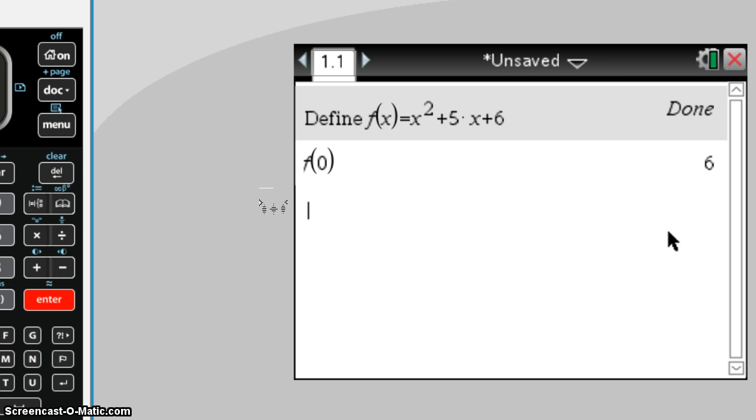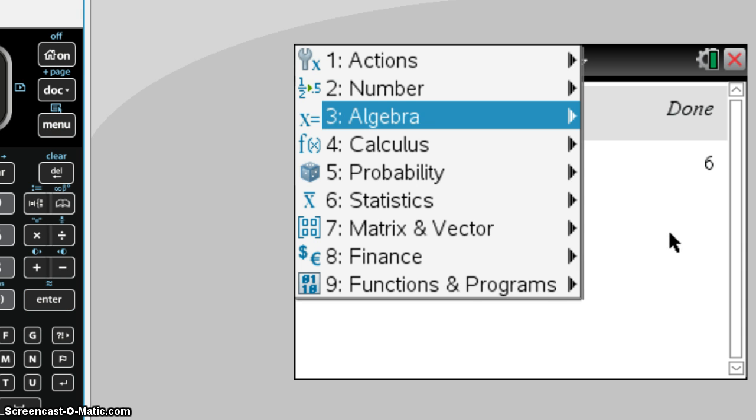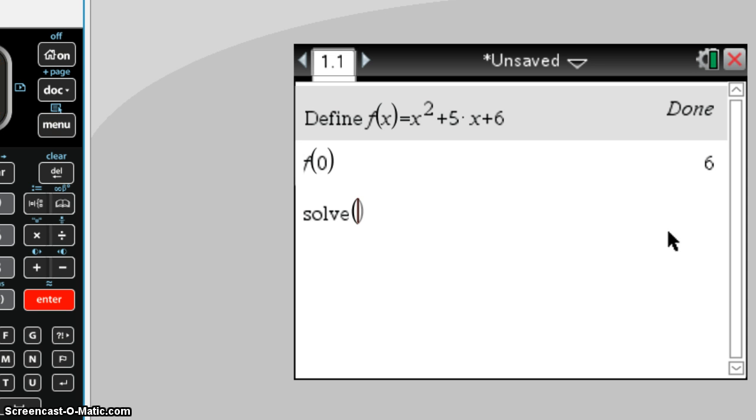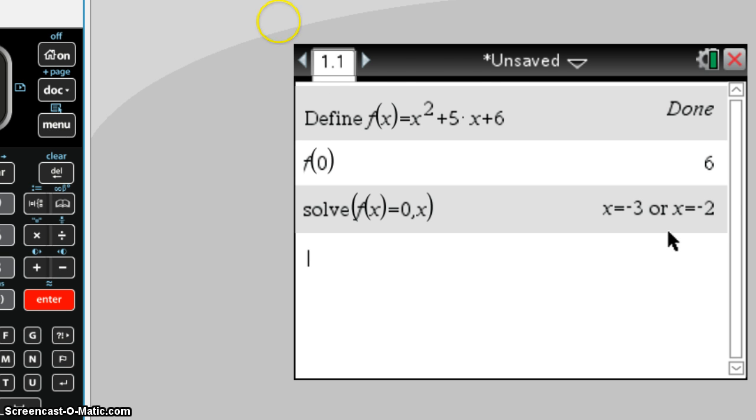If I want to find the x-intercepts, I have to make y equal 0, and I can actually do this on the calculator very quickly. I can find the solve function, which is menu 3(1) solve, and I can write y equals 0. So f of x, which is y, equals 0, comma x, just to tell it what to solve it for, and there are my answers, -3 and -2. Very simple, very easy.